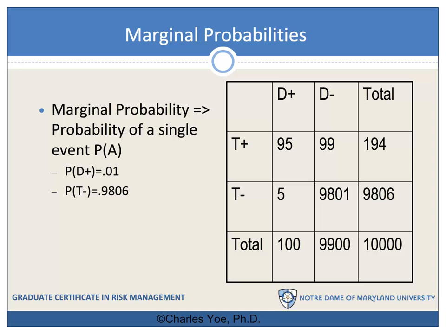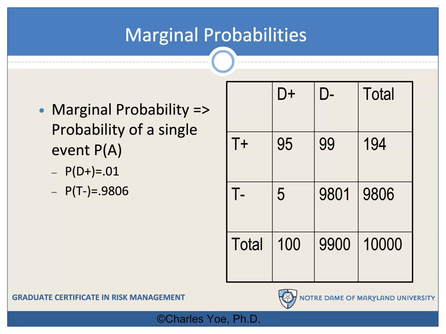So for example, the number 95 appears in the test positive and disease positive rows and columns. So that means 95 people who had the disease tested positive for the disease. Look below that to the 5. 5 people who had the disease tested negative. If we move over to the next column, 99 people who were disease negative tested positive for the disease. And 9,801 people who were disease negative tested negative for the disease.